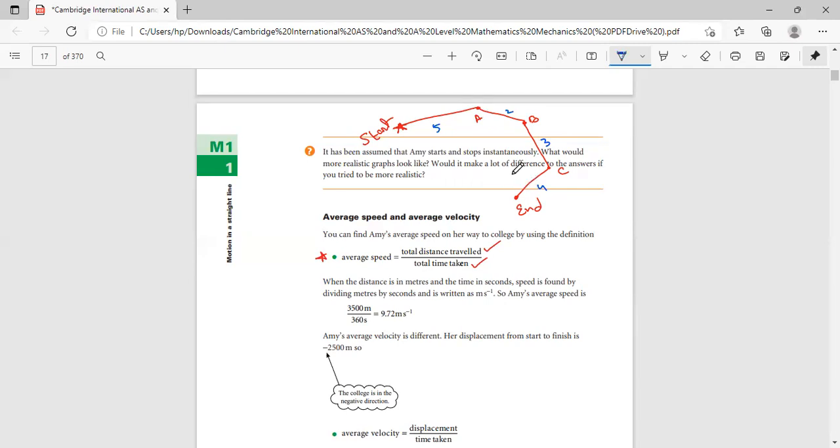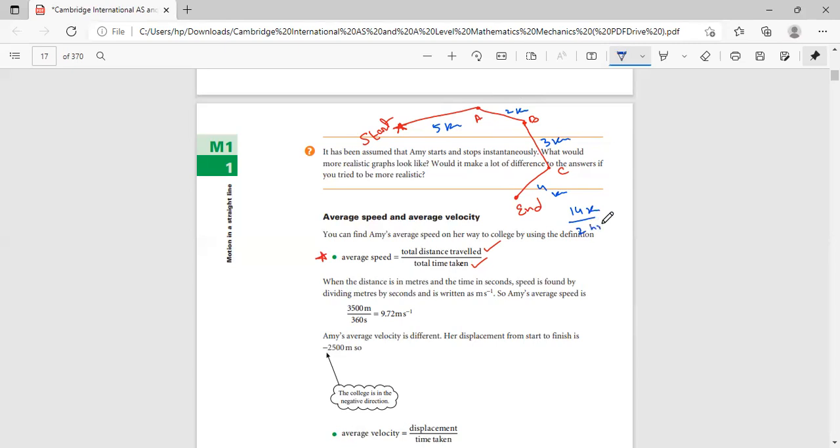What is the total distance covered? From start to A is 5 kilometers, A to B is 2 kilometers, B to C is 3 kilometers, and C to D is 4 kilometers. So it is 14 kilometers. And let's suppose it takes 2 hours to complete this.